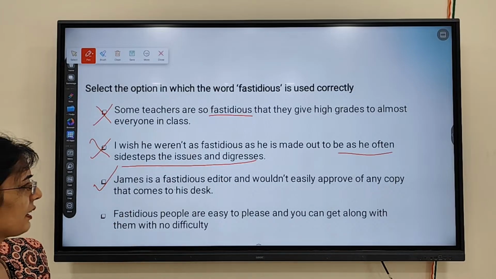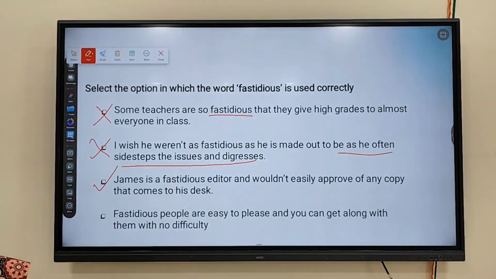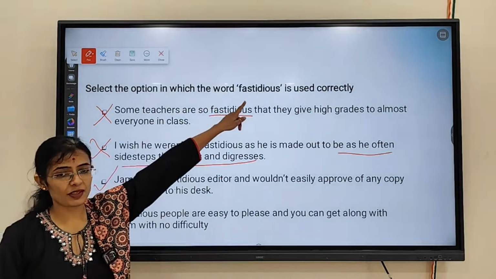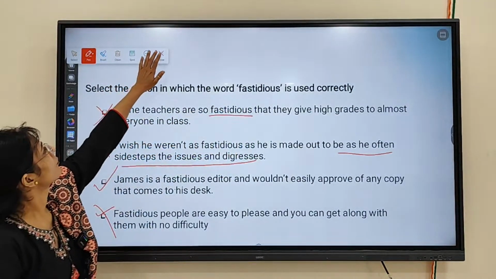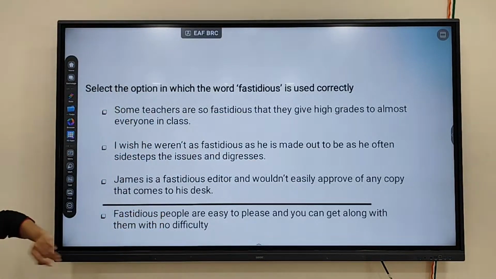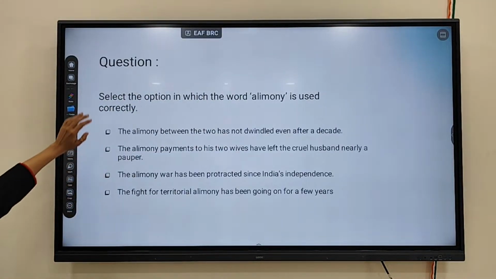Attentive people are easy to please and you can get along with them with no difficulty. If they're easy to please, they're not checking small details. How are they easy to please? This is also used in contradiction with the meaning. So do we agree that this third sentence about James is the right answer? Yeah? Also make a note of the word fastidious that we've learned today. Moving on. That's the right answer.